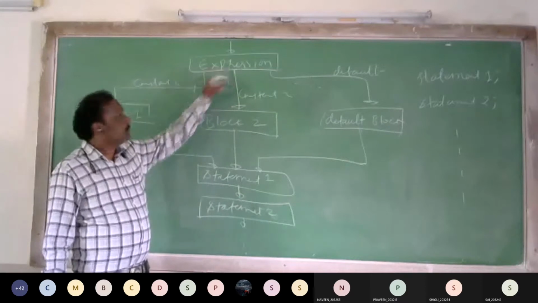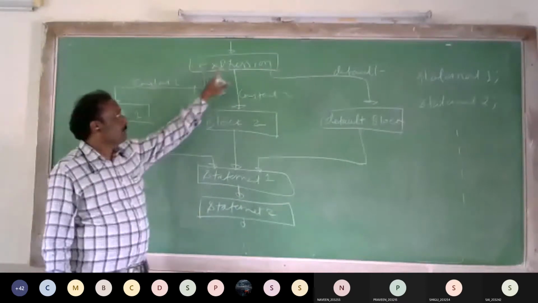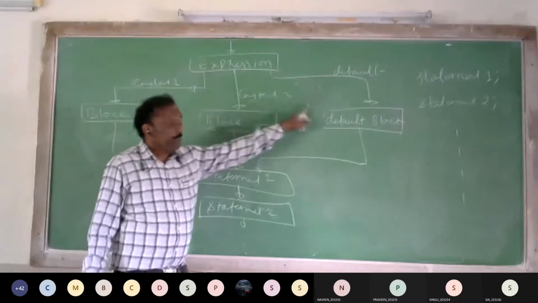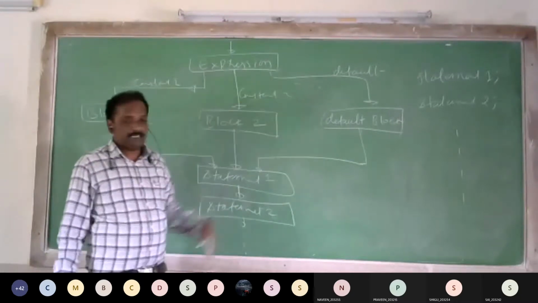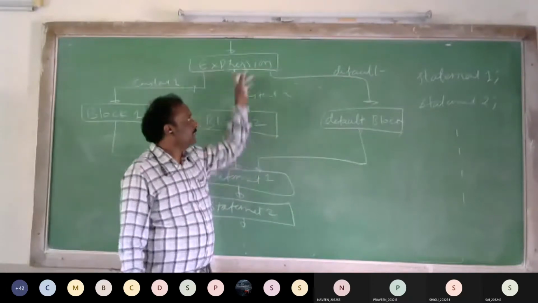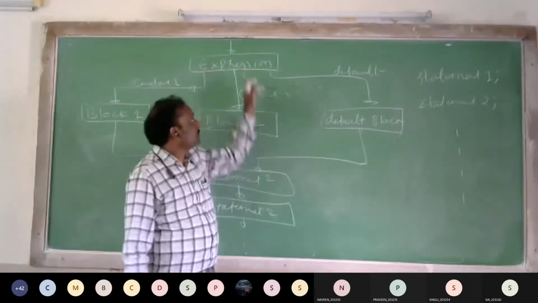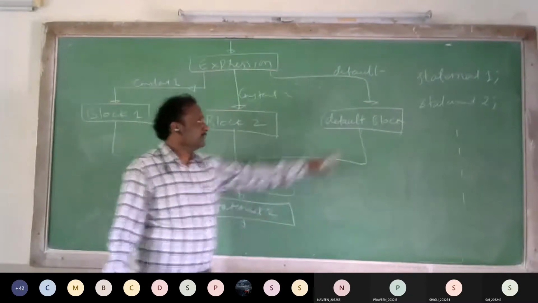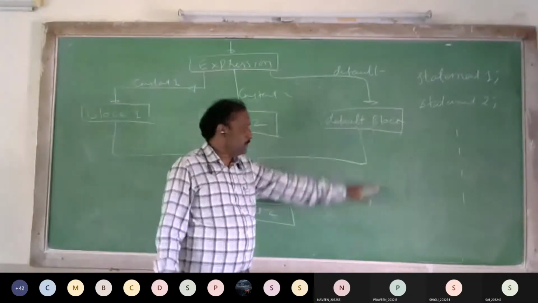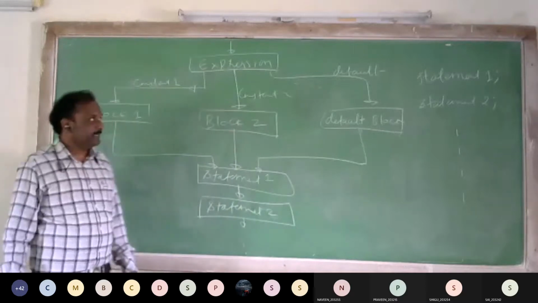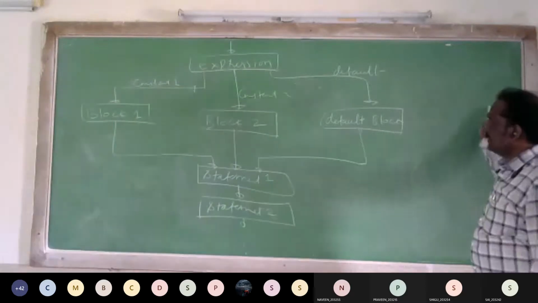Now if the expression value is not matching with constant 1, or constant 2, and if there are many cases, it will check all the cases. If the expression value is not matching with constant 3 or constant 4, then it will execute the default block of statements. Then statement 1, statement 2 and remaining statements are executed. Let's see an example program.